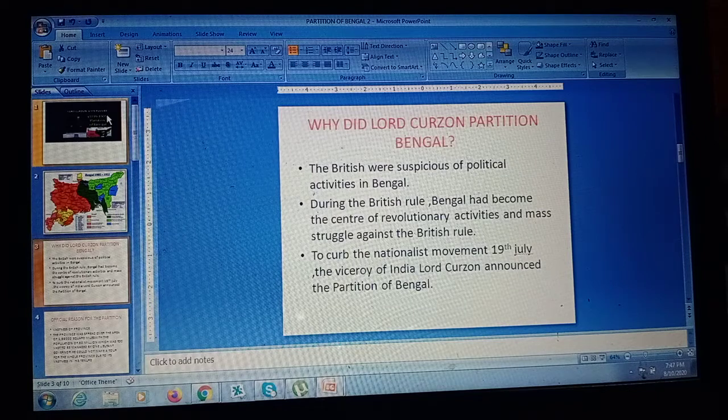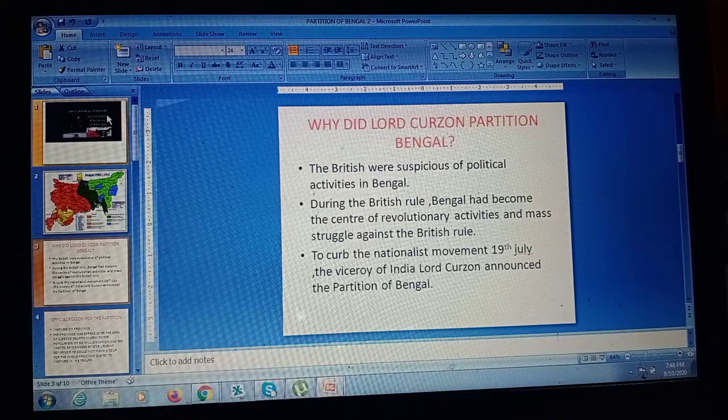Why? Because it turns into a mass movement after the partition of Bengal, because we have grassroots level people also participating here in the anti-partition movement. But particularly, Bengal was the nerve center of all political activities, and that is why Lord Curzon intended to partition Bengal, and not only Lord Curzon, the whole of the British government.